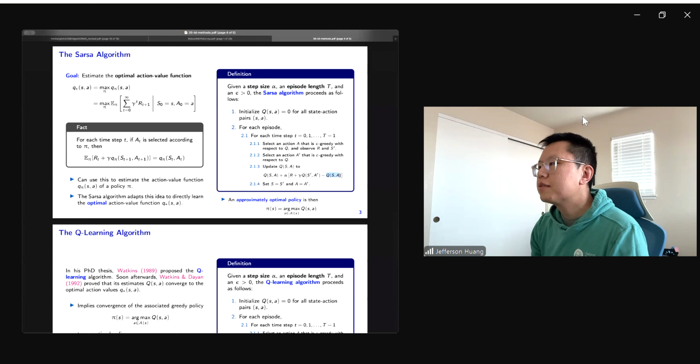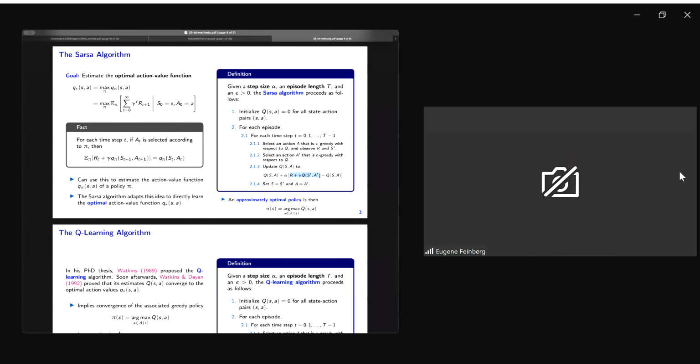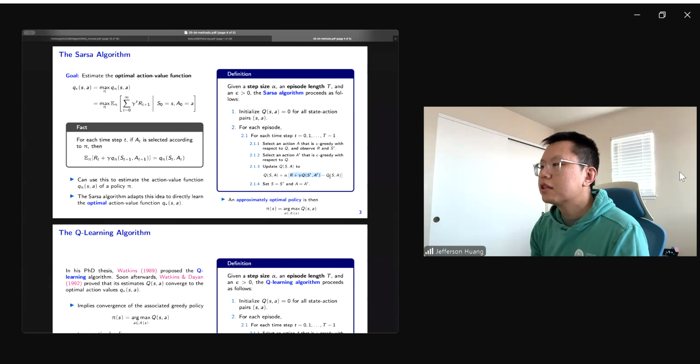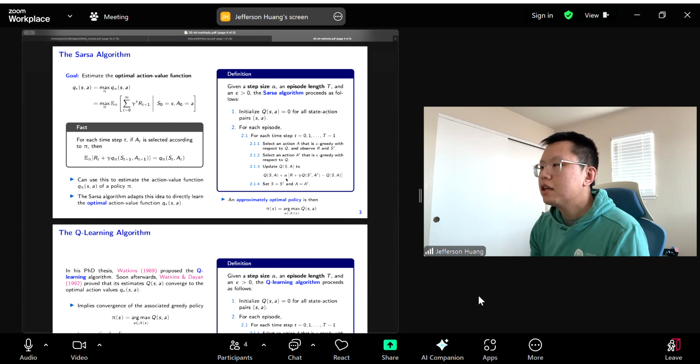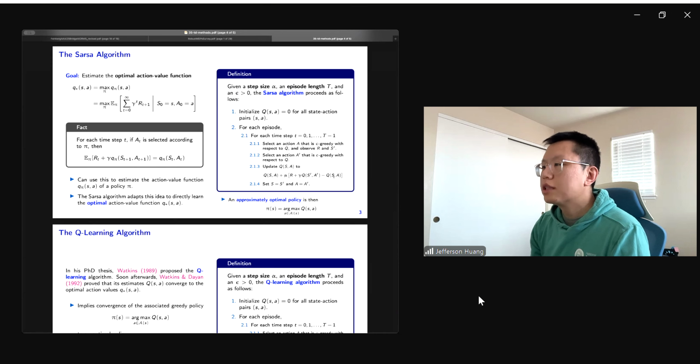This is the right-hand side of the optimality equation. You might call this the Bellman error. So you take a step in which you adjust your current estimate according to this error.